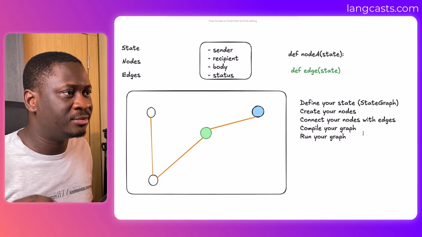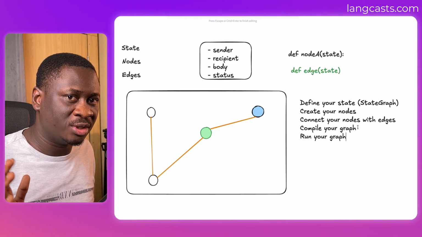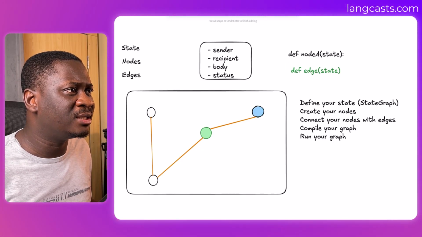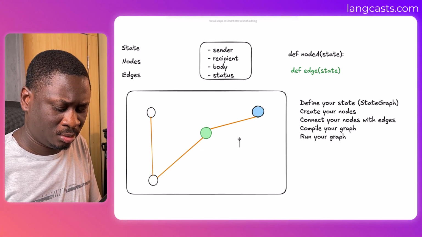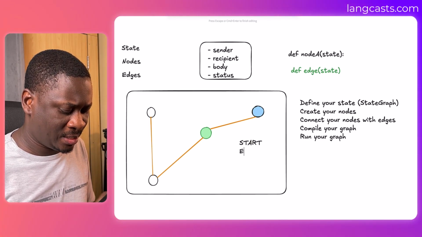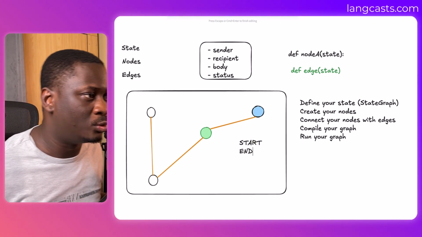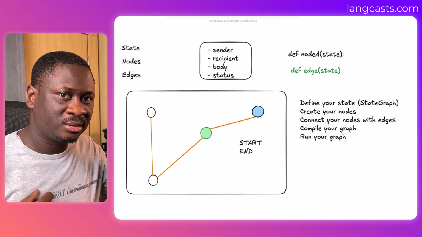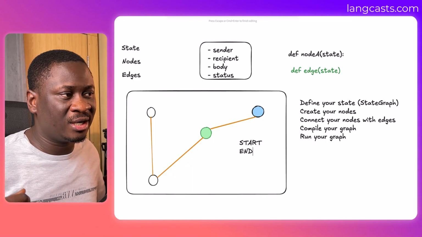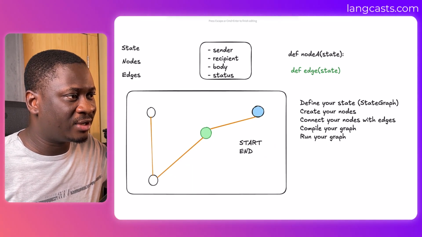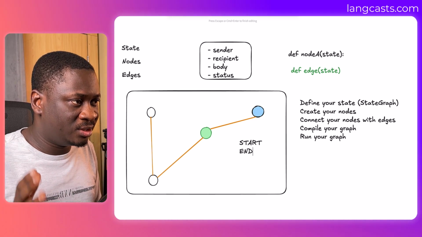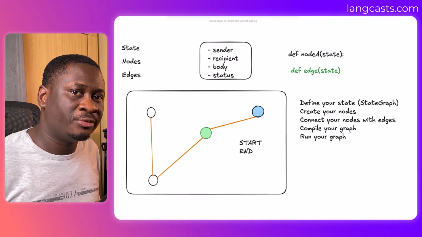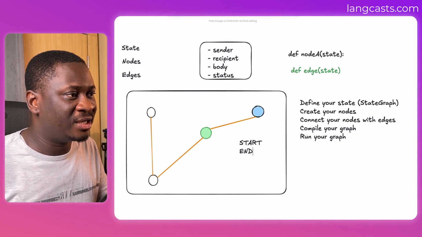Now, before we go there, I would like to point out that there are two standard nodes that come out of the box with LangGraph, and these nodes are the start and end nodes. LangGraph provides these nodes for you to be able to define the starting point for your graph and also where your graph is to terminate. That is why these nodes are essential. But we're going to be seeing them in action very soon. So let's jump into Visual Studio Code and build our very first graph.